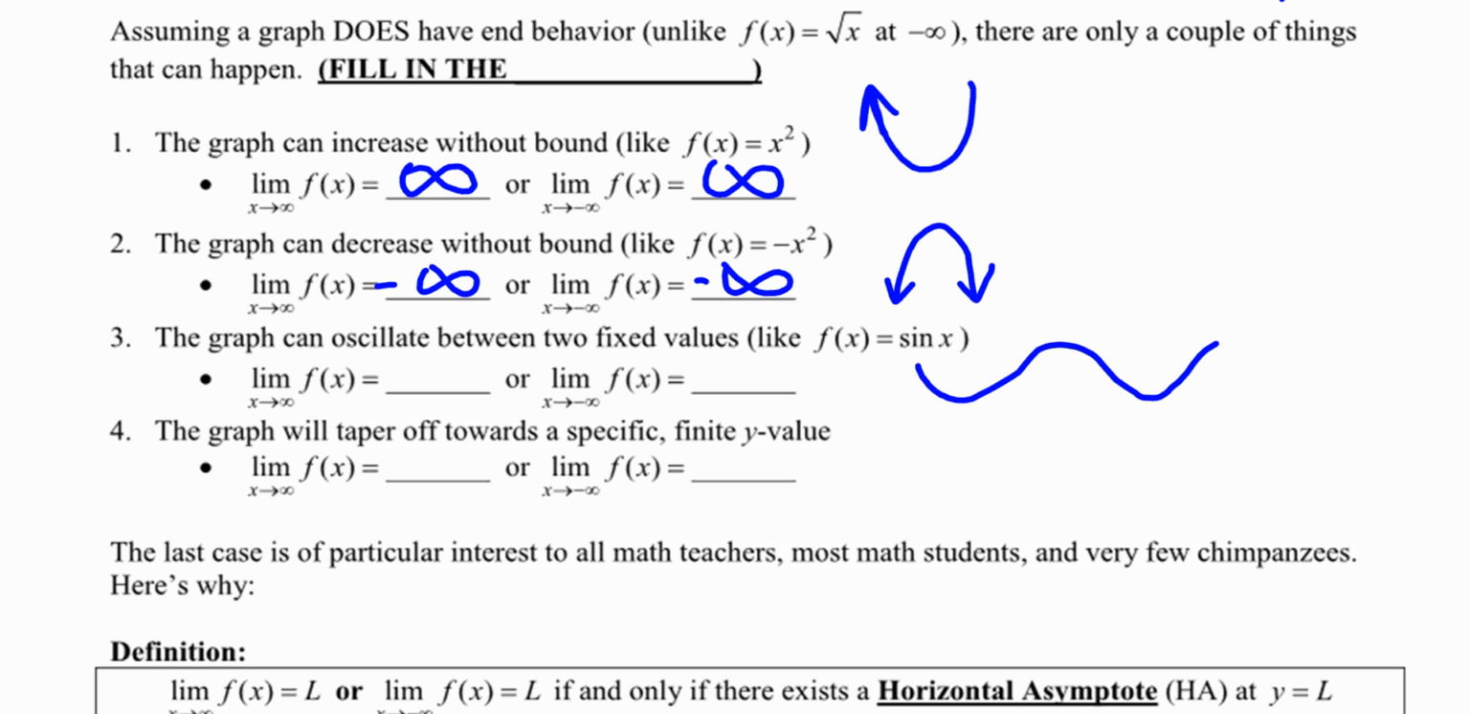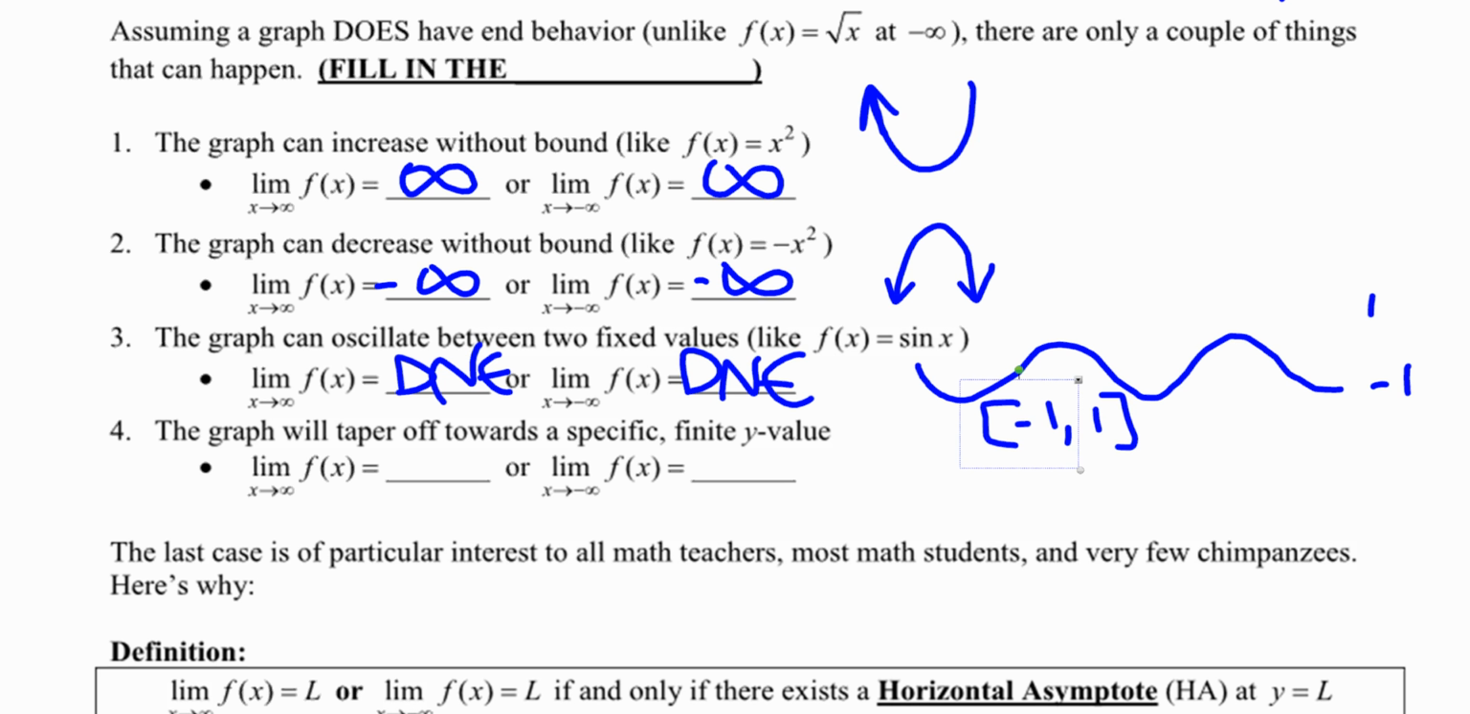As we go towards infinity, this isn't stopping at a specific value. Instead, it's going back and forth between -1 and 1. So these limits do not exist because it's not limited to a specific number. Okay, it's within the range of -1 to 1.